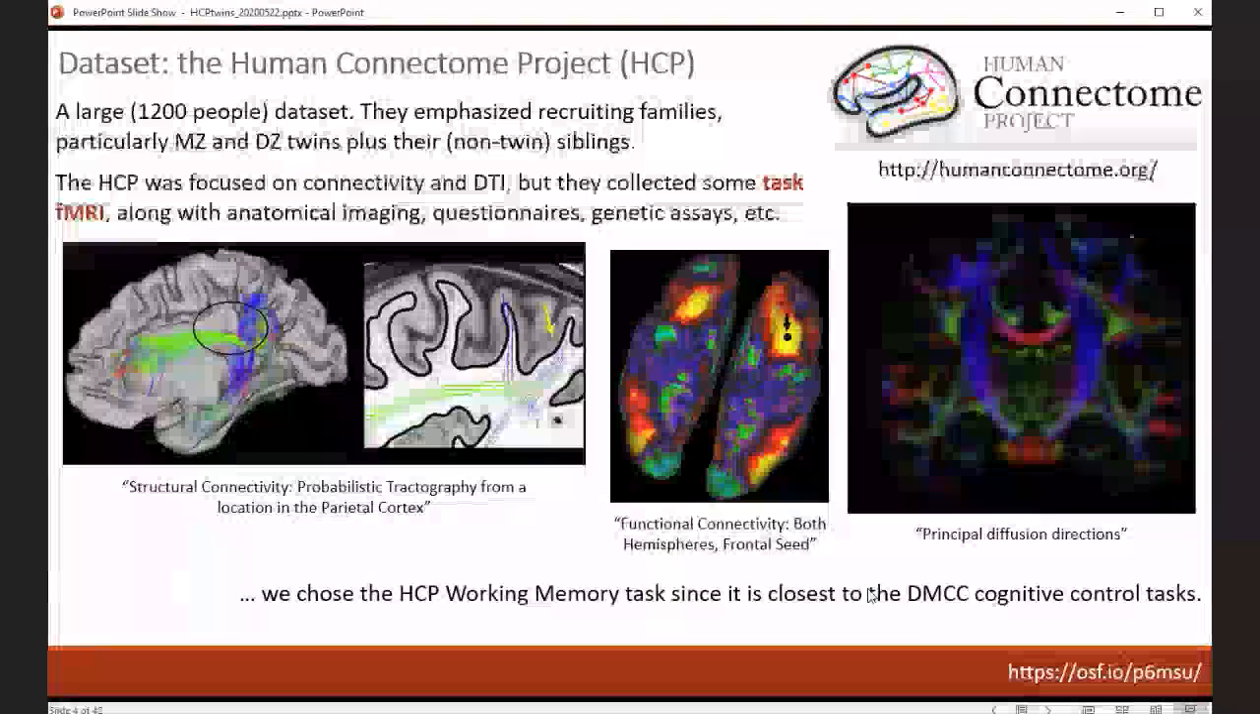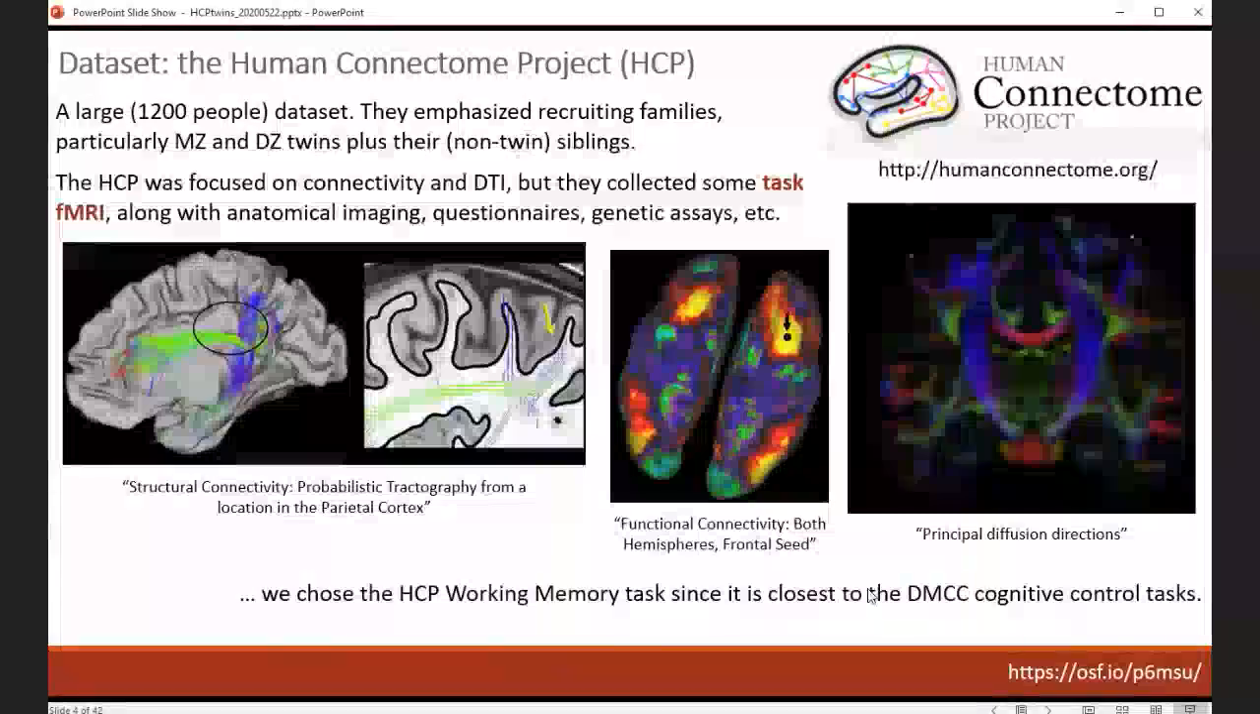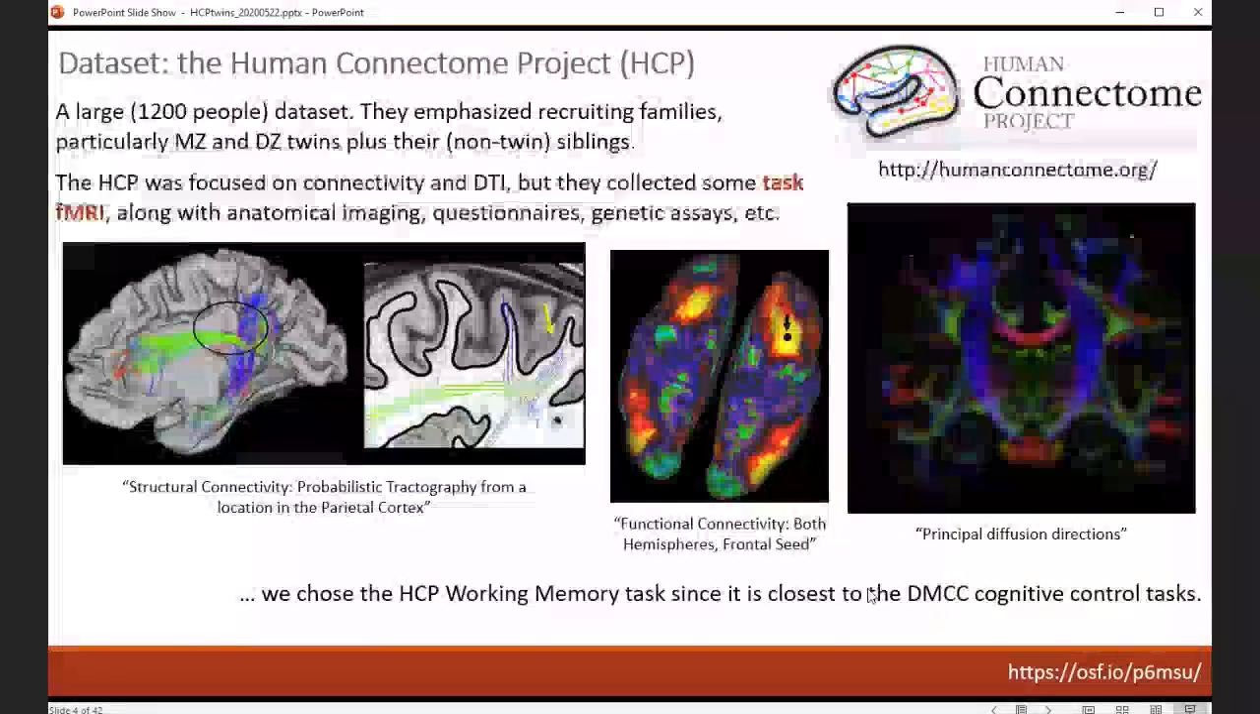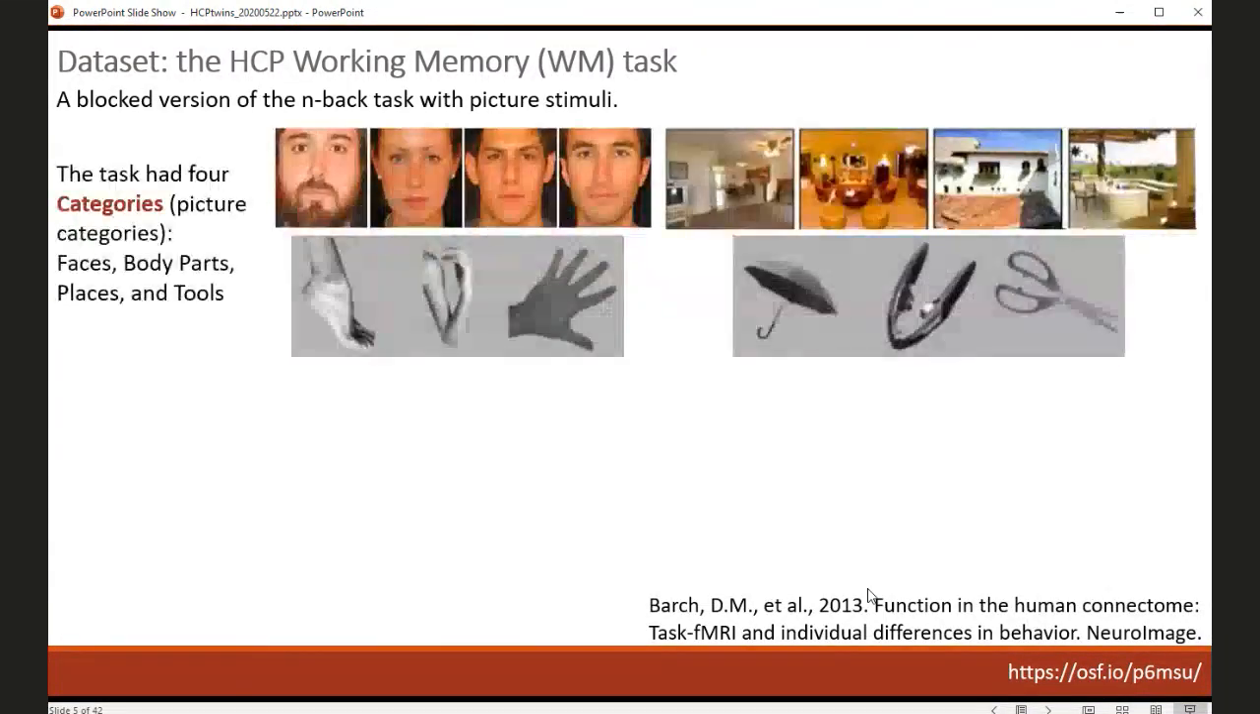I'm only going to be talking about the HCP working memory task. That's the one we focused on because it is closest to the cognitive control tasks that I actually want the methods for. Okay, so the HCP working memory task is a fairly standard N-back task, but in blocks. There were 4 categories of pictures in the blocks: faces, body parts, tools, places, and 2 working memory loads, 0-back and 2-back.